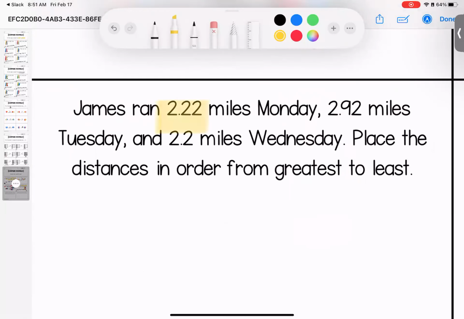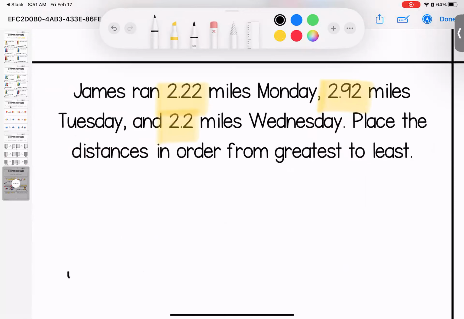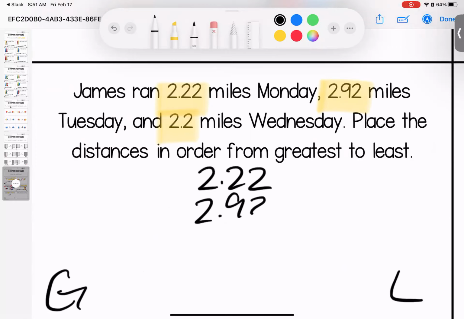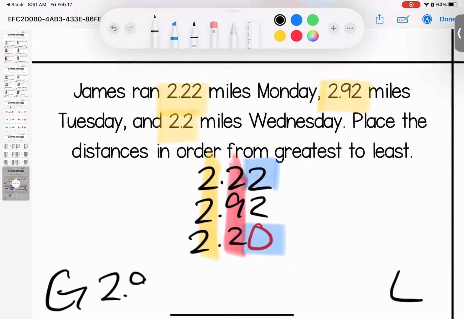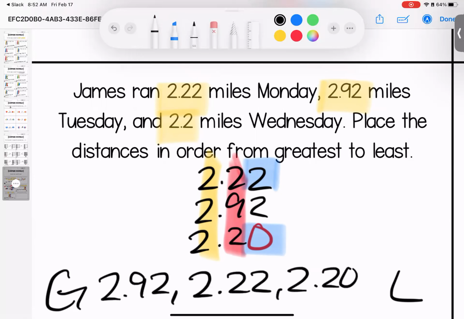James ran 2.22 miles Monday, 2.92 Tuesday, and 2.2 miles Wednesday. Place the distances in order from greatest to least. So we have 2.22, 2.92, 2.2 with a place saving 0. Looking at the ones value, 222, moving on. 292, moving on one more time. 2.220. Now I can make some decisions. The greatest is 2.92, followed by 2.22, and then 2.20.